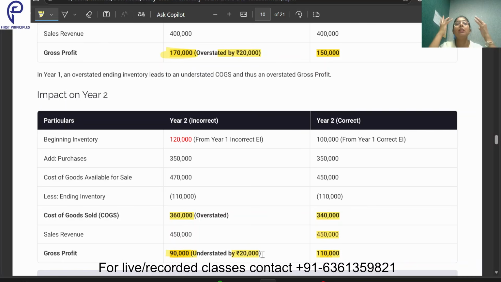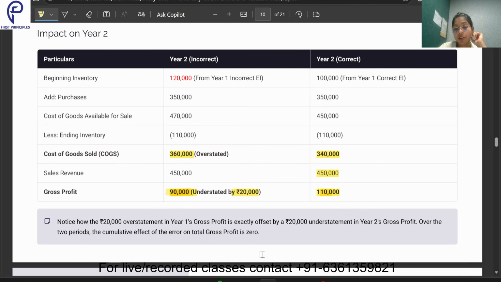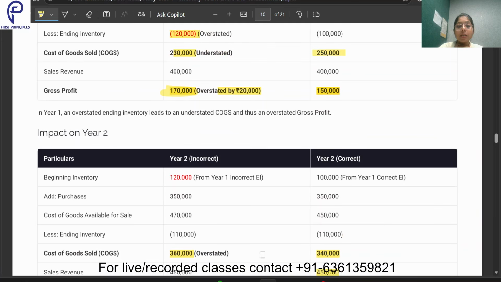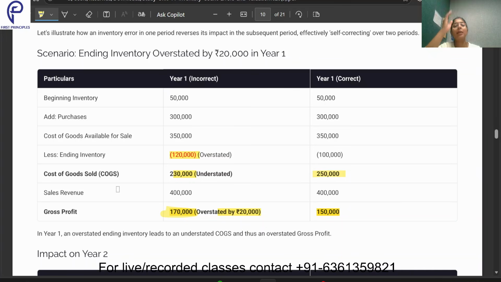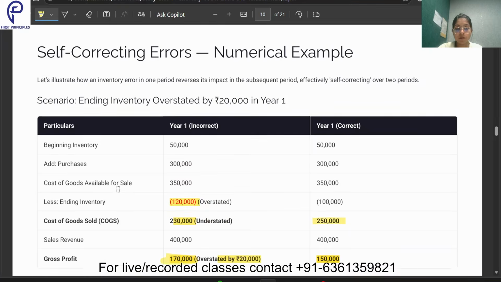So if I see year 1 and year 2 combined, the net impact on the profit is 0. Why? Because in year 1 it was overstated, and in year 2 it was understated by the same amount. So when we see the final impact, the impact is 0. I hope this is clear to you guys. We have just used the same formula which we have seen above: beginning inventory plus purchases minus ending inventory will become your cost of goods sold. Okay.